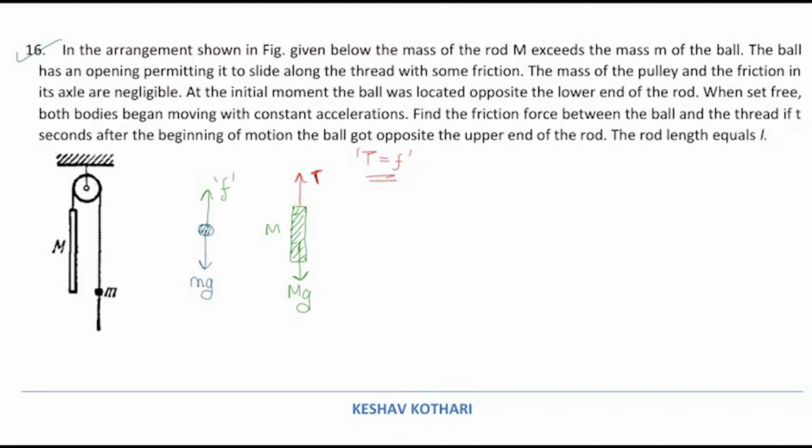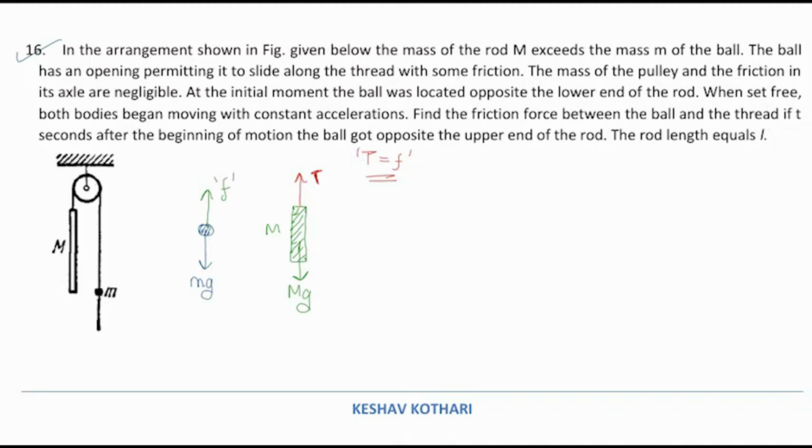So overall, as the thread is not tied with small m, if there were no friction between the thread and the ball m, the tension in the thread would be zero, and as a result both bodies would have free fall motion. Now obviously in the given problem, it is the frictional force exerted by the ball on the thread which becomes the tension in the thread.